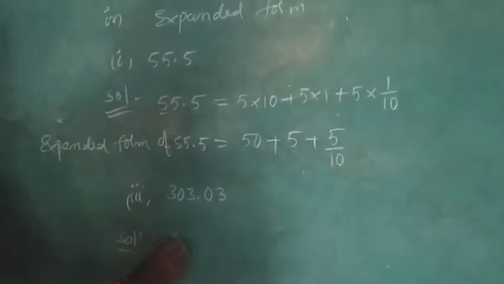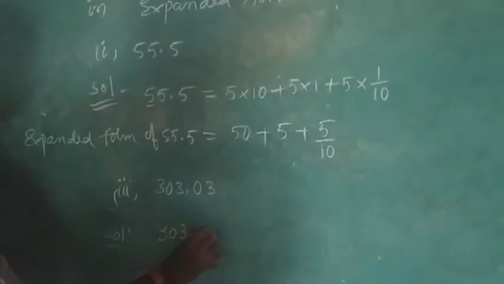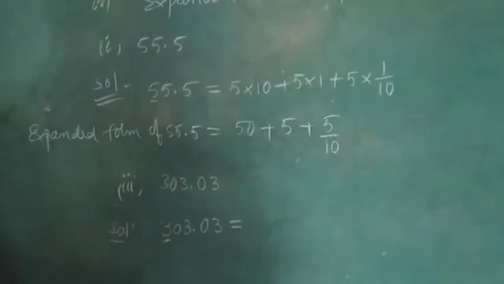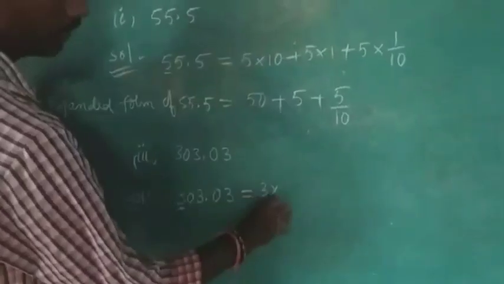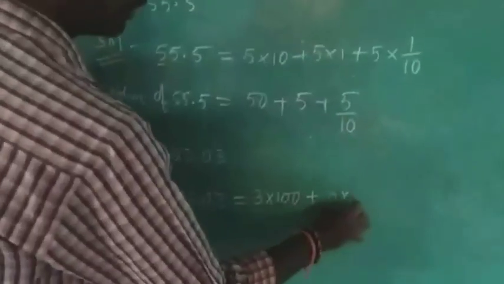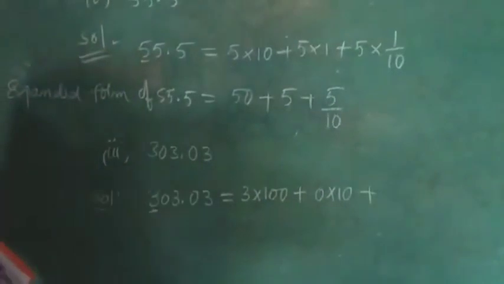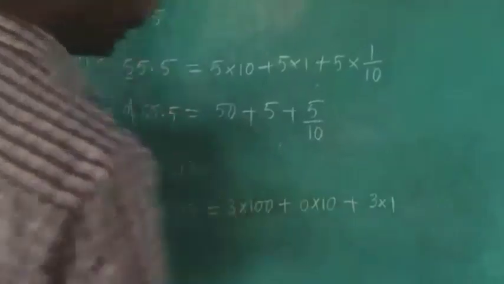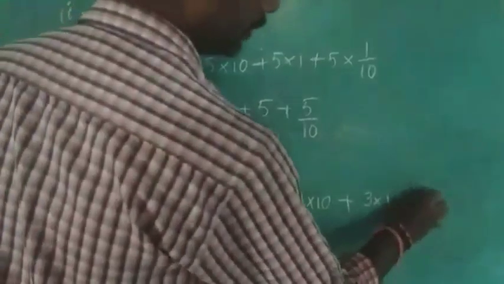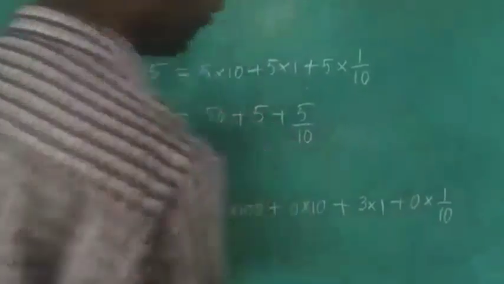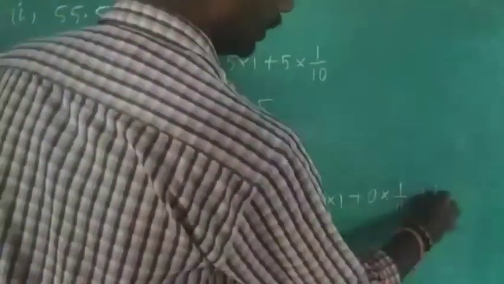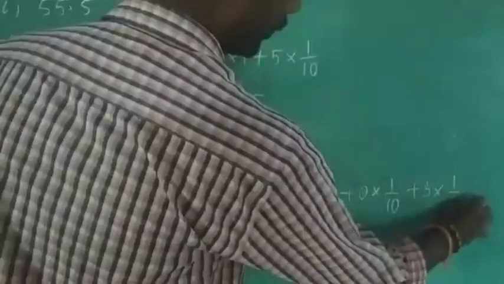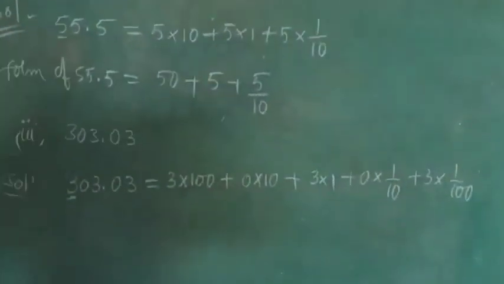303.03. So expanded form you need to write one. 303.03. So 3 is there in the hundreds place. So 3 into 100 plus 0 into 10 plus 3 into 1 plus 0 into 1 by 10 plus 3 into 1 by 100th place.